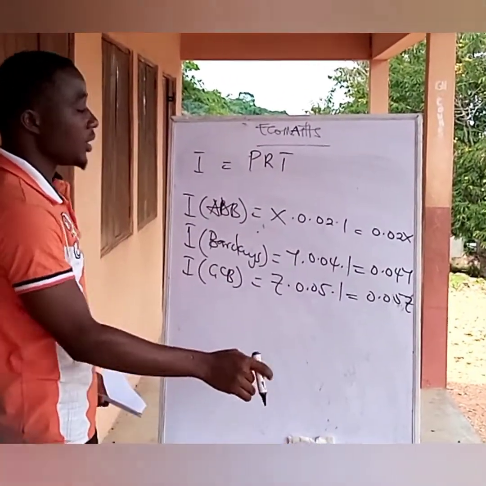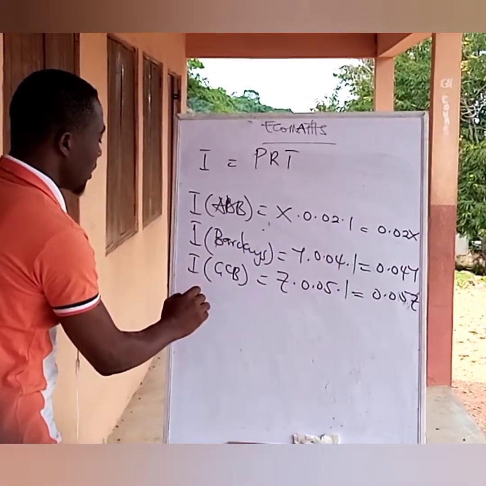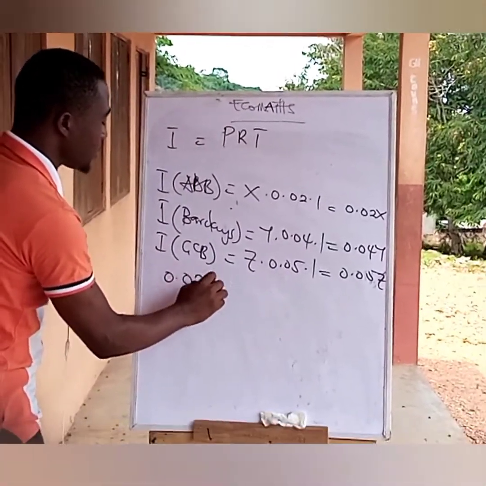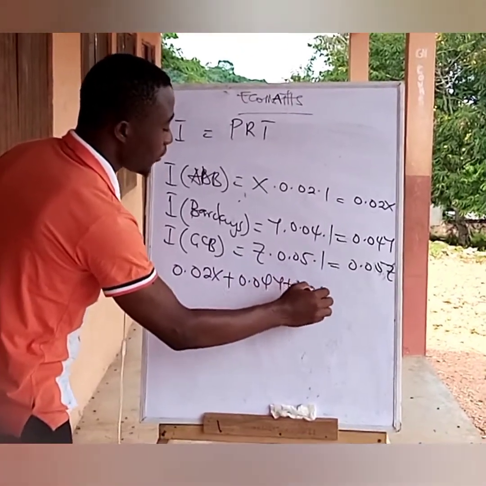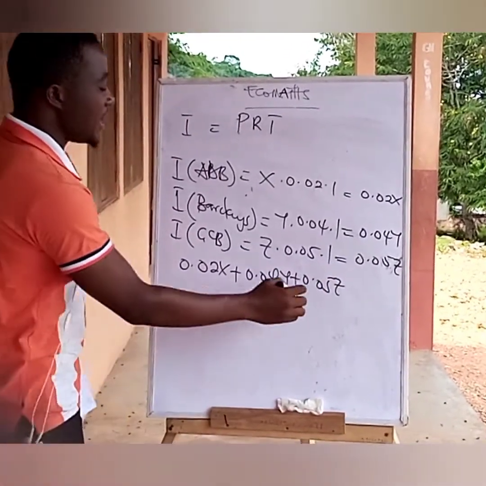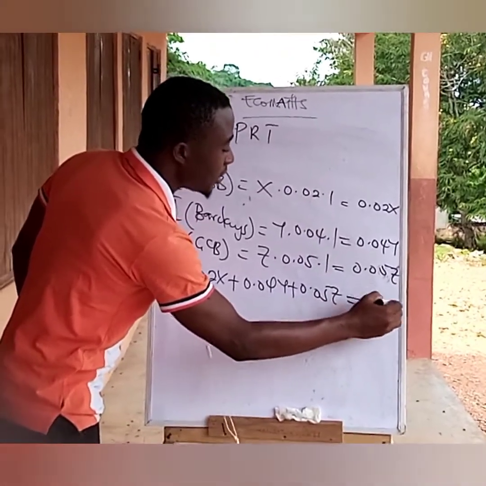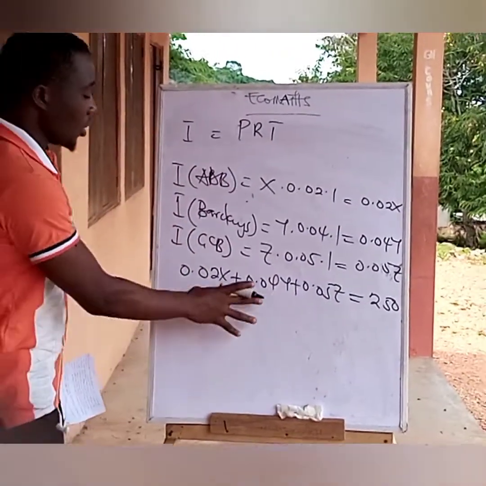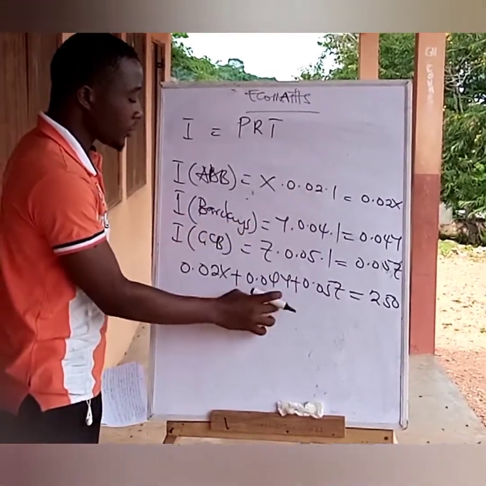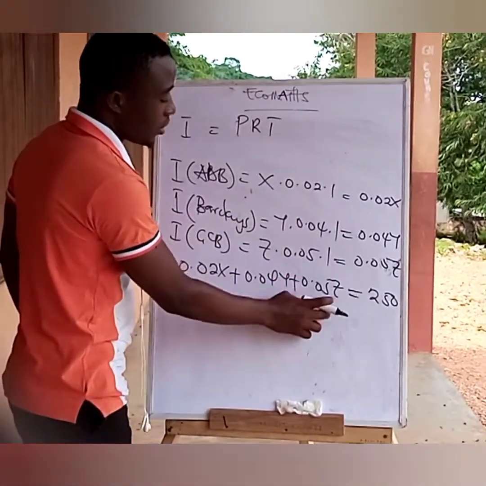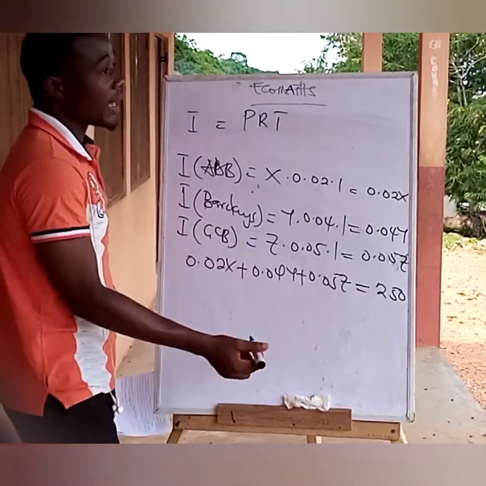Okay, so you have found the interest paid on each of the amounts invested in all the banks. So you put them together and you have 0.02x plus 0.04y plus 0.05z. And this should equal the total interest he got, because the interest from ADB plus the interest from Barclays plus the interest from GCB should be equal to the total interest.